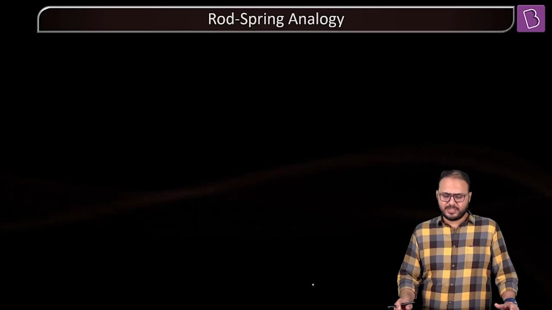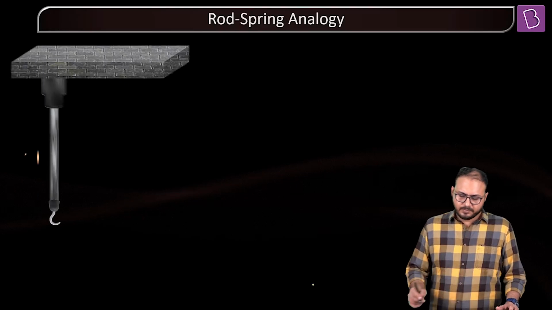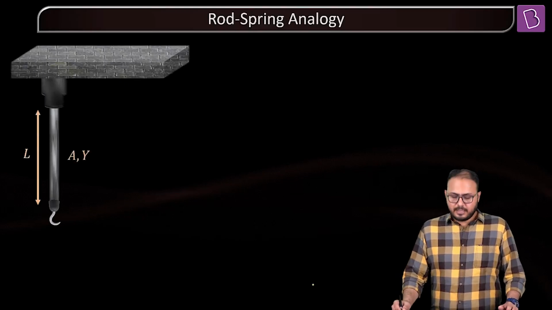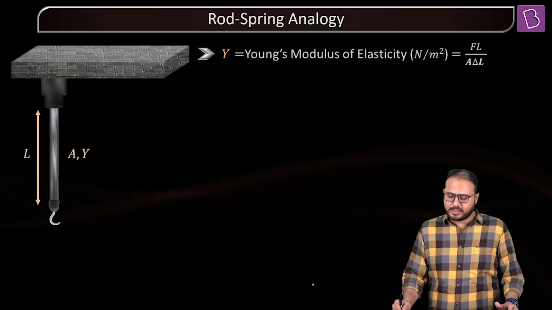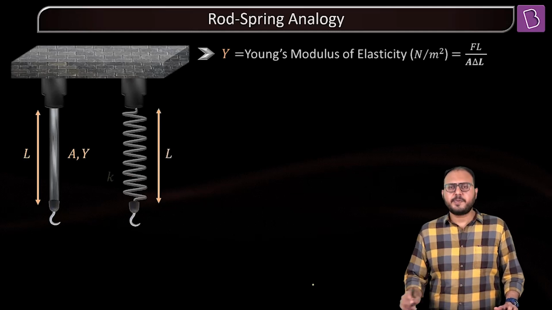Rod spring analogy. Sounds very fancy. Quite simple. Are you ready for it? Yes, sir. Okay. Here is a rod of length L. Standard symbols: L length, A area, Y Young's modulus. Right? Yes, sir. Here is a spring.